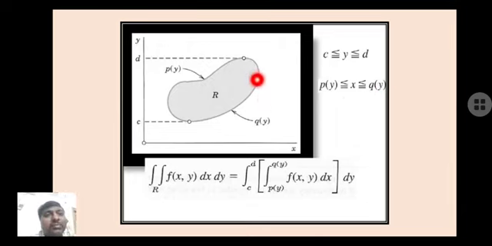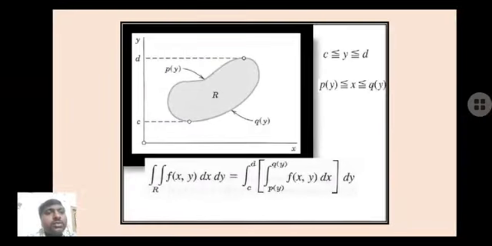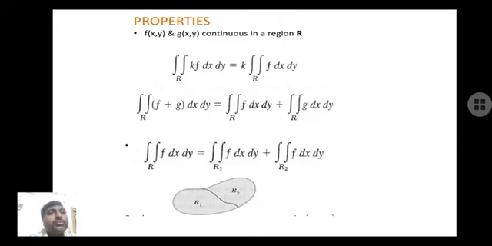So that's why I am writing the double integration over the region R of f of x comma y dx dy is equal to the integral c to d. These two are constant limits. Integral p of y to q of y. These two are variable limits. f of x comma y is the integrand, and dx into dy. Here I am calculating first the internal integration inside the square brackets. After that I am calculating the integration with respect to y.